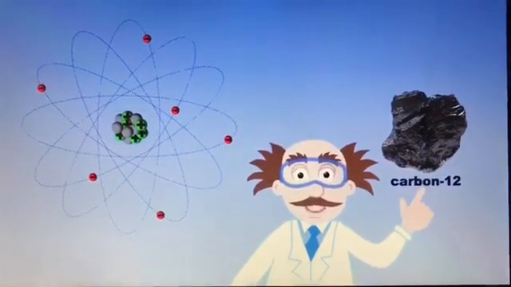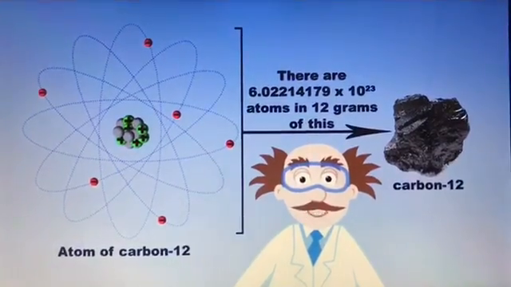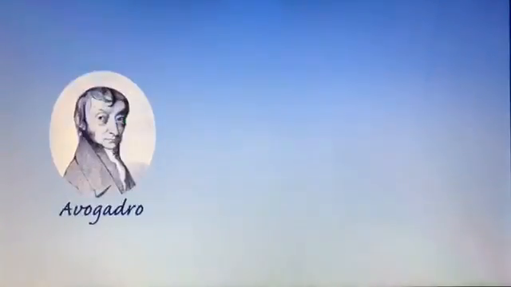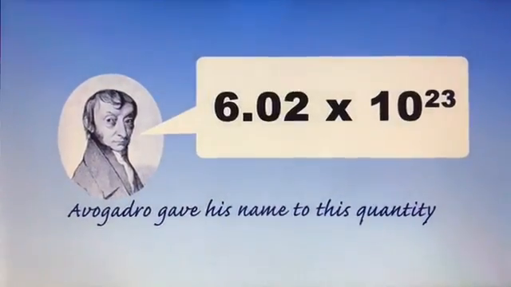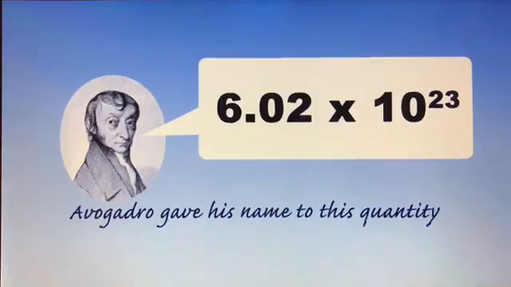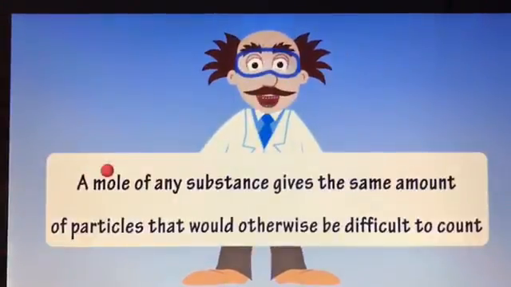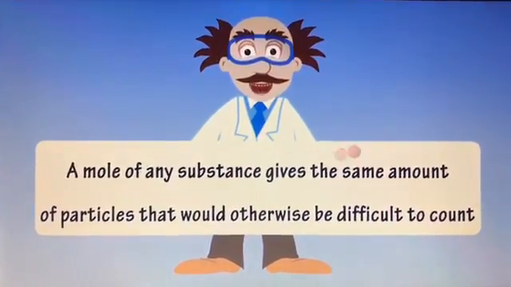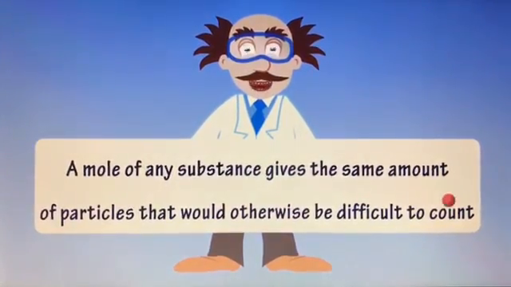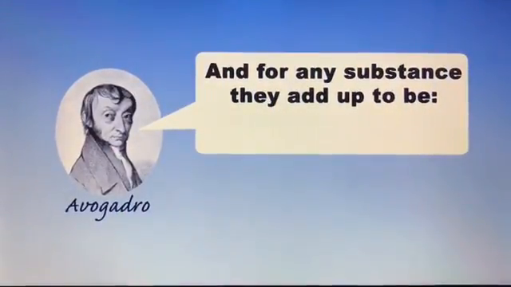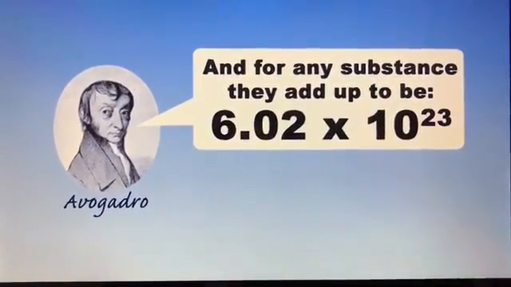In 12 grams of carbon-12, each atom has a role, defining the number of particles in a mole. Avogadro gave his name to this quantity, 6.02 times 10 to the power of 23. A mole of any substance gives the same amount of particles that would otherwise be difficult to count. And for any substance, they add up to be 6.02 times 10 to the power of 23.